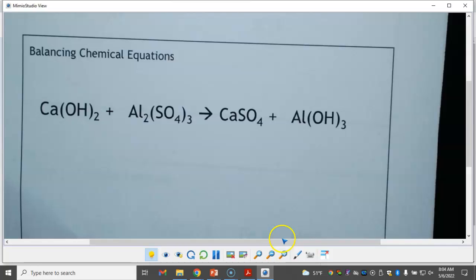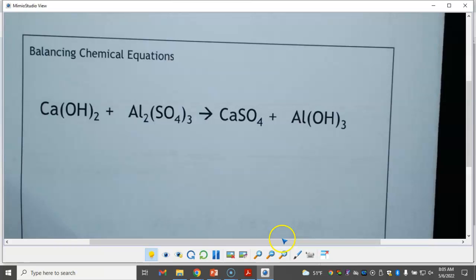Okay, so all through my schooling, I was always taught to take every single individual atom and balance them separately. So calcium, oxygen, hydrogen, aluminum, sulfur, and oxygen, okay? That is definitely one way to do it, okay? You can also, if you clearly see polyatomic ions present, you can balance them as a polyatomic ion. Okay, so let me show you.